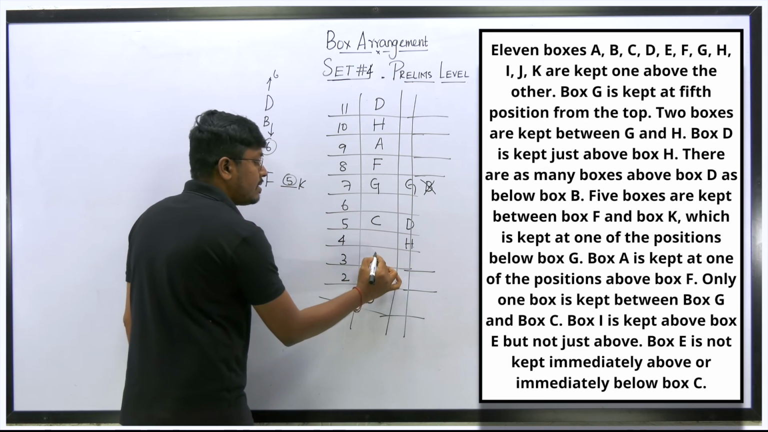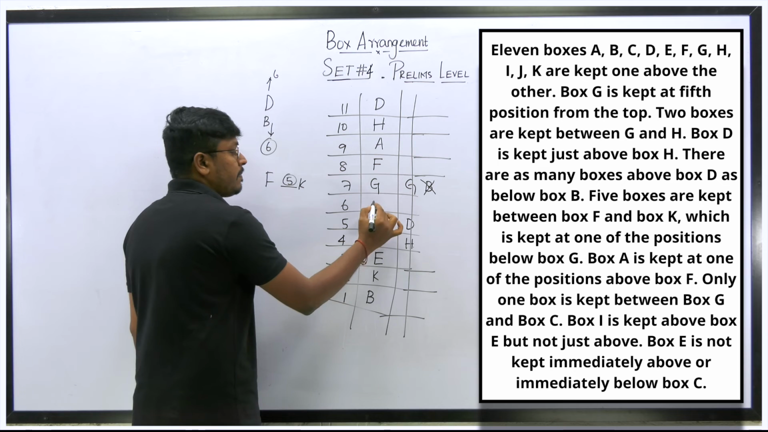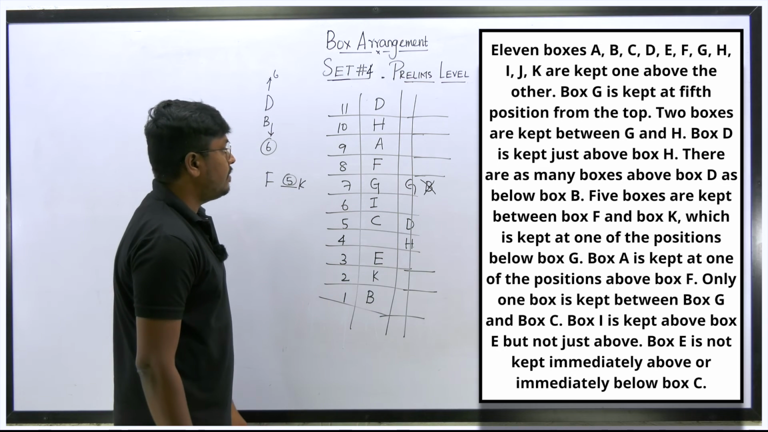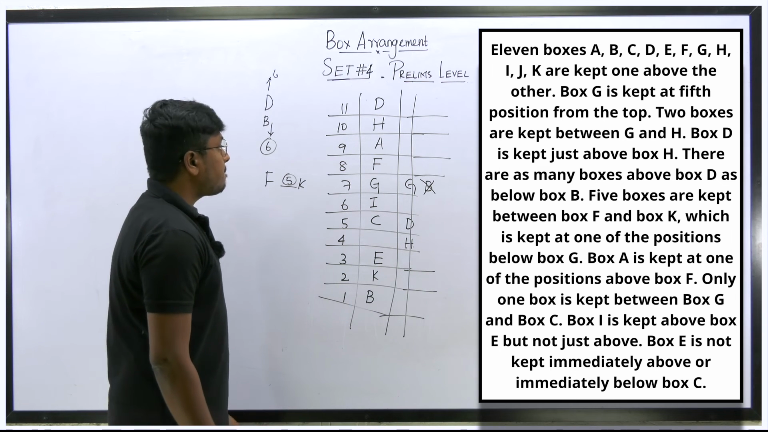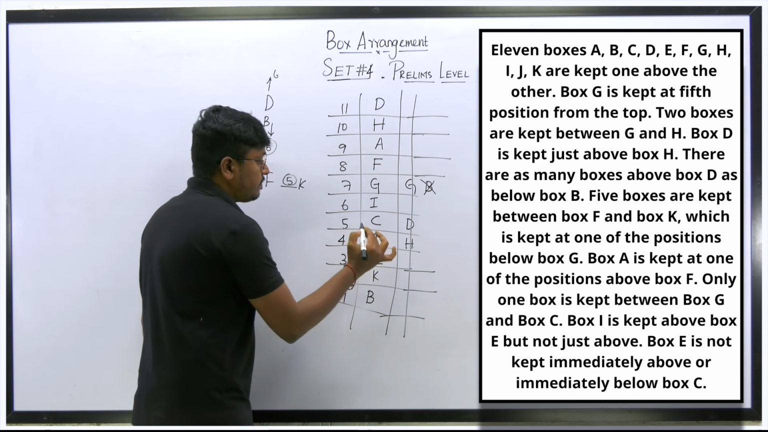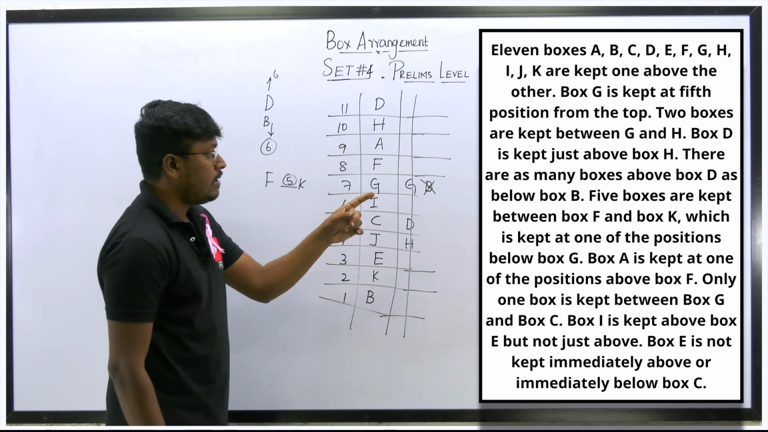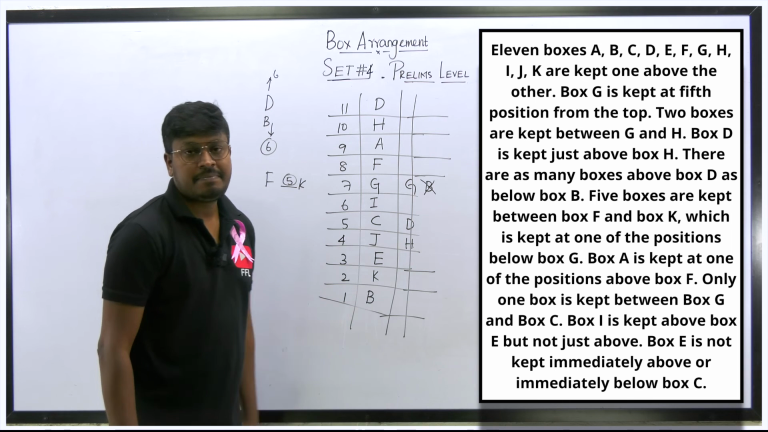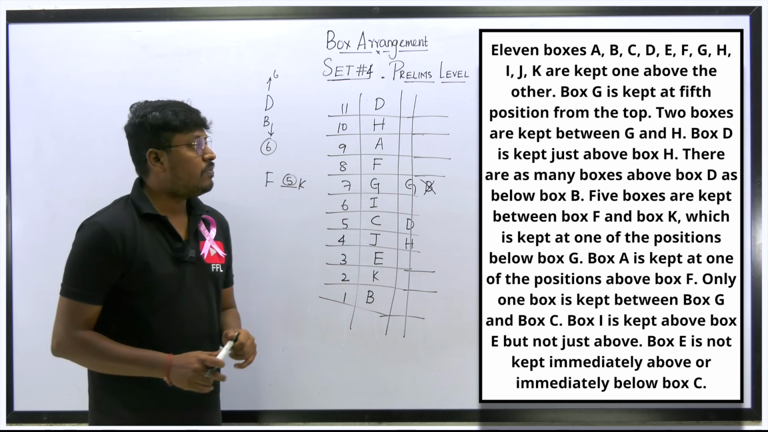So definitely we can say that E should be placed here, I should be placed here, and the remaining letters that we have are B and J. So D, H, A, F, G, I, C, J, E, K, B, S. So this will be the answer for set number 4.